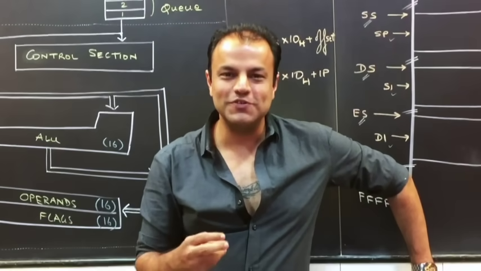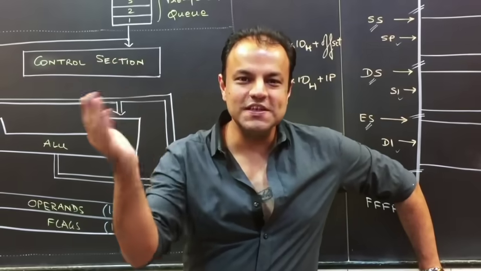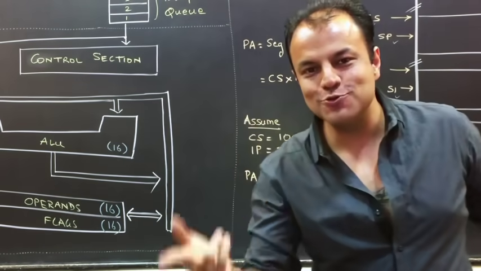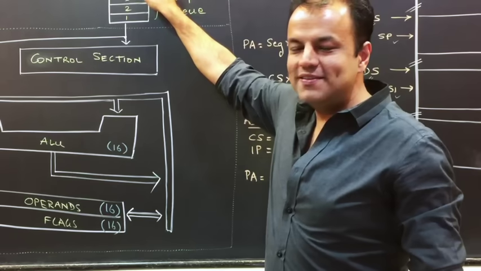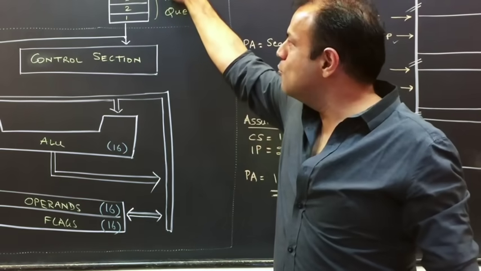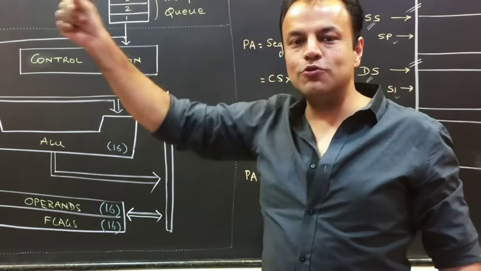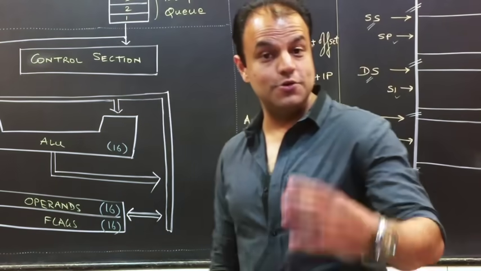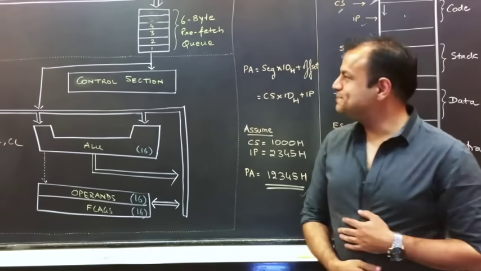8086 is a 16-bit processor. It can transfer 16 bits, which means it can transfer 2 bytes in 1 cycle. So why should it waste 2 cycles? If it sees 1 byte is empty, it does not bother. The moment it sees 2 bytes are empty, it goes to the memory, fetches 2 bytes and puts them into the queue, so that the queue is full of instructions. Did you understand this? One last point.